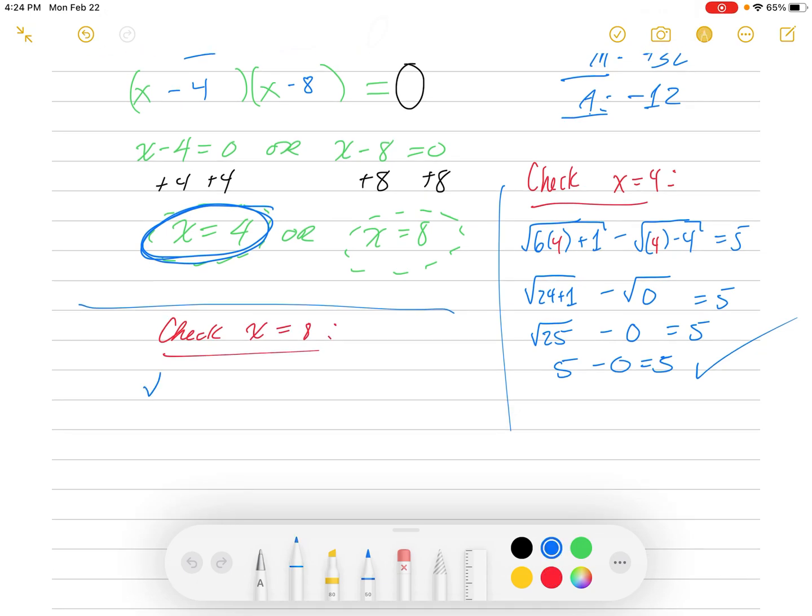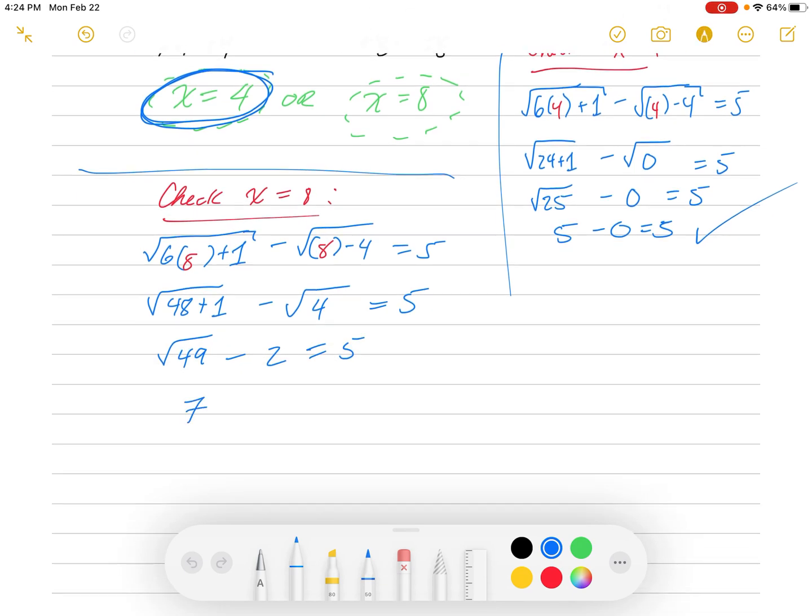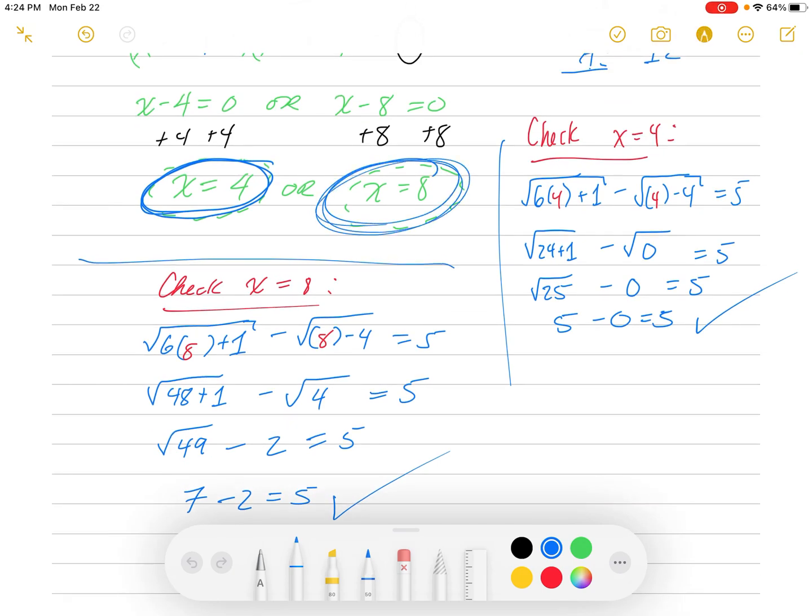And then we want to check 8, see if 8 works. Let's plug 8 into the original equation. Square root of 6 times blank plus 1 minus square root of blank minus 4 equals 5. Let's plug in 8 for x. Okay, doing the computations, we're going to get what? 6 times 8 is 48, plus 1 under the radical, minus, in the second radical, 8 minus 4 is 4. Is that equal to 5? Let's see, 48 plus 1 is 49, so we've got the square root of 49 minus the square root of 4, which is 2. Is that equal to 5? The square root of 49 is 7. 7 minus 2, is that equal to 5? Yeah, it's equal to 5. So that is a good solution as well.